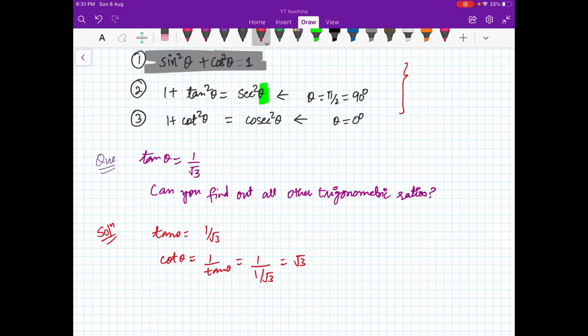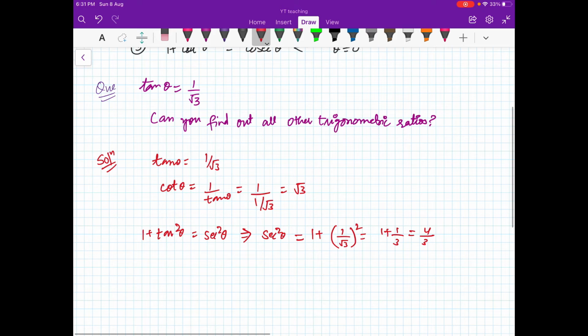Then I will use the second identity: 1 plus tan square theta is equal to secant square theta. So secant square theta is equal to 1 plus 1 by root 3 whole square, which is 1 plus 1 by 3, which is 4 by 3. So I will get my secant theta as square root of 4 by 3, which is 2 by root 3. Why am I taking the positive square root? Because you can take the negative square root also.